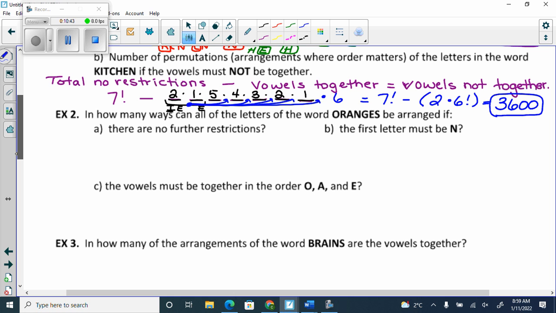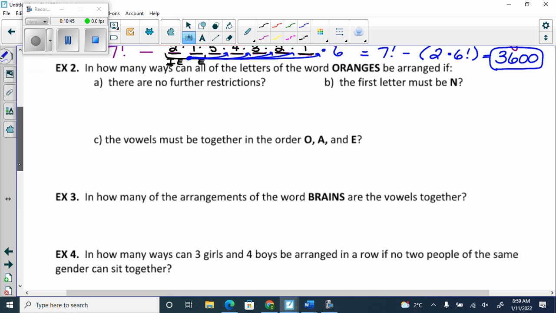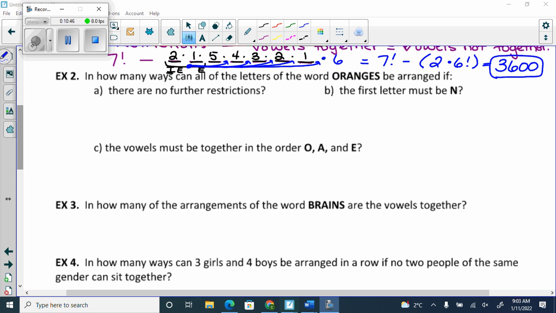I want you guys to try example 2 and 3. So, the next one is oranges. Does the word oranges have any doubling or tripling letters? No. The next page is going to be different. Okay. So, oranges has how many letters in it? 7. So, if there are no restrictions, how can I arrange oranges? 7 factorial, which I think is 5,040.